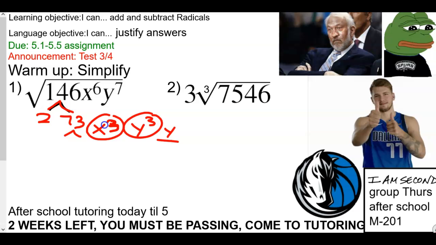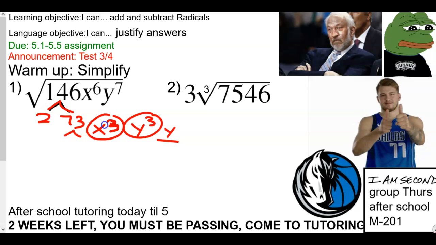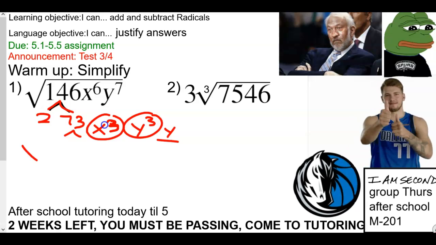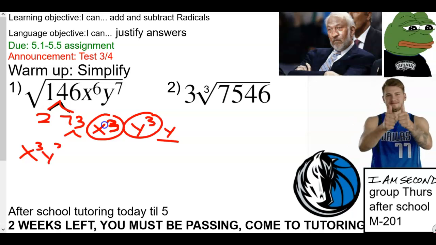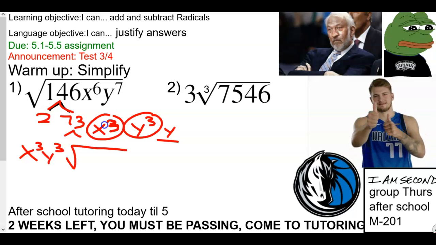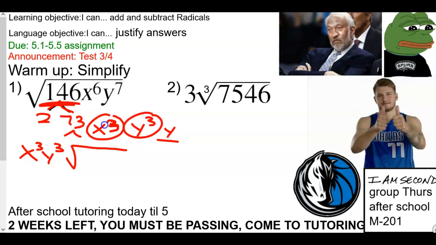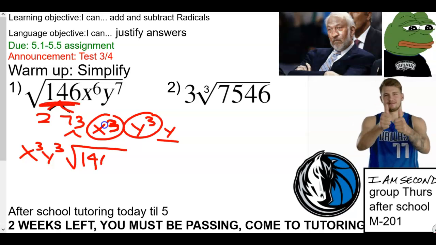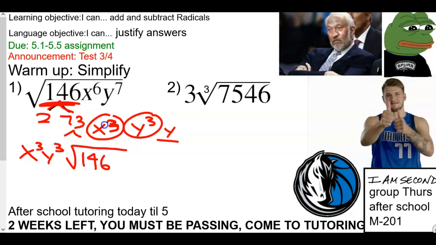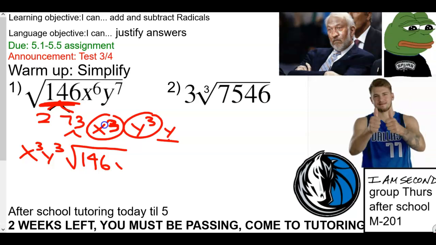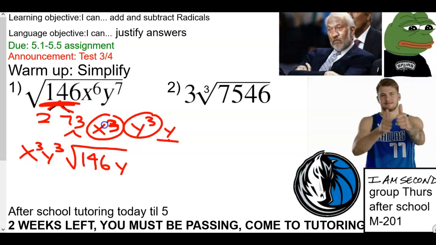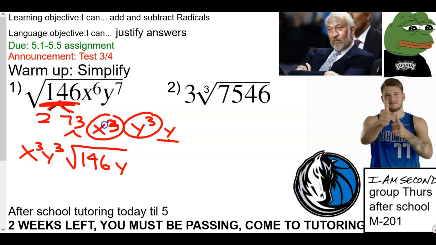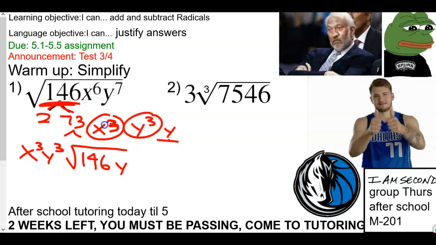Now, only the circled stuff is going to go out, so x to the third, y to the third goes out to the left. Square root, and on the inside, 146 stays there. There were no pairs. And then my leftover variable is my 1y. Okay, circled stuff goes out, leftovers stay in. All right, next one.